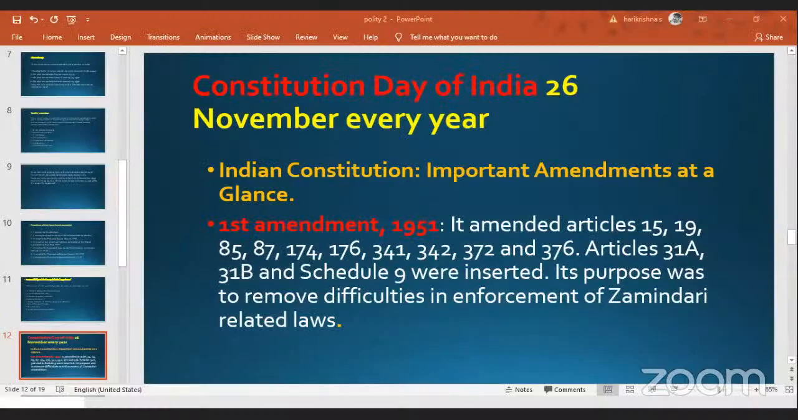Articles 31A, 31B, and Schedule 9 were inserted. So the First Amendment covers Articles 15, 19, 85, 87, 174, 176, 341, 342, 372, and 376. Articles 31A and 31B and Schedule 9 were also inserted. Its purpose was to remove difficulties in enforcement of Zamindari related laws. That was the aim of the First Amendment in 1951.